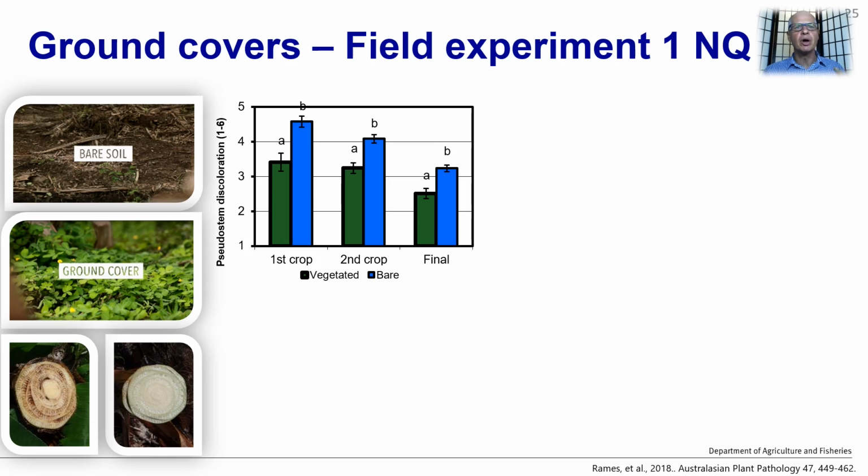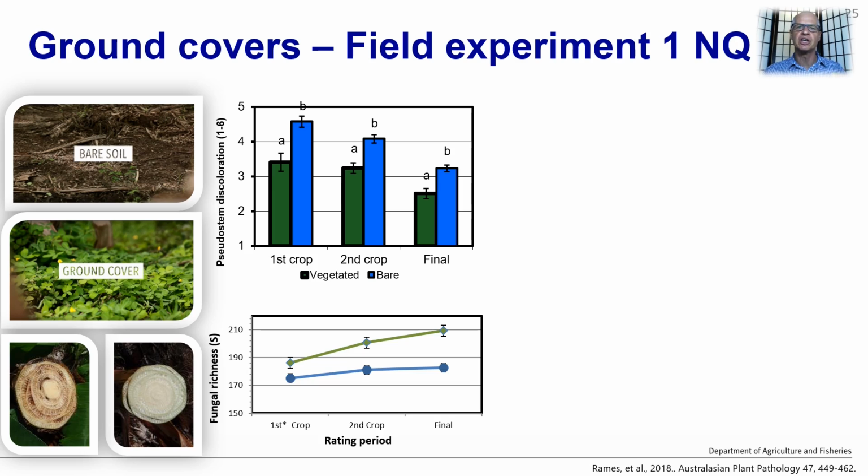From some earlier work which I published with Emily Rames, we found that when vegetative ground covers were maintained around the base of plants, there was a reduction in the amount of necrotic tissue within the banana pseudostem. Although the plants were still infected, necrosis was significantly reduced over 3 crop cycles.